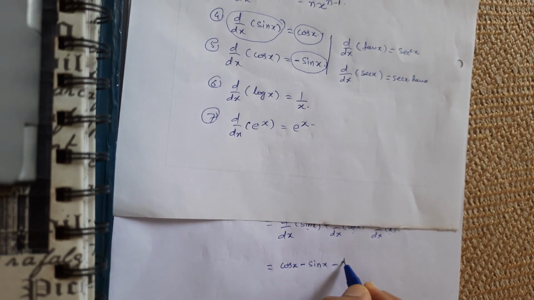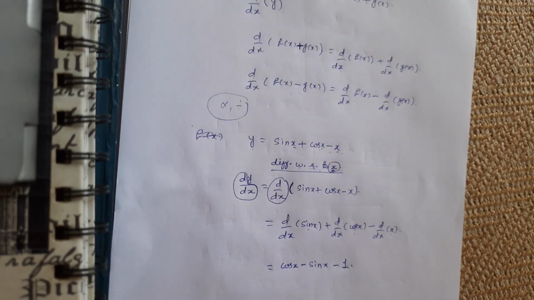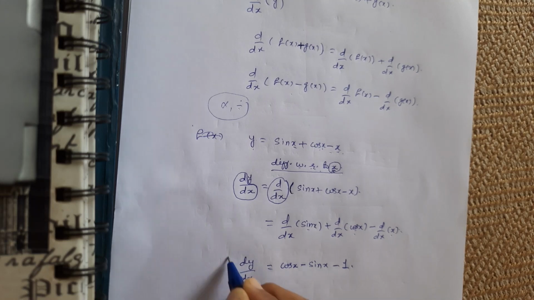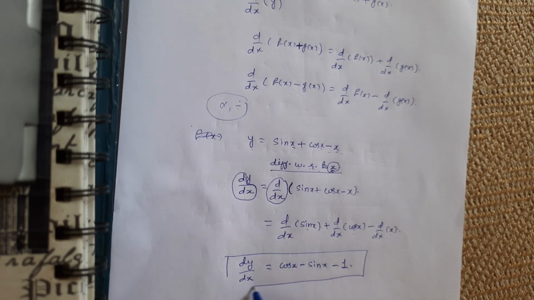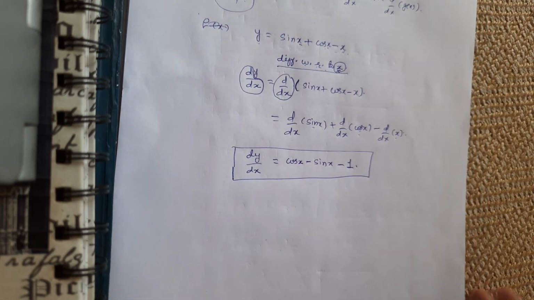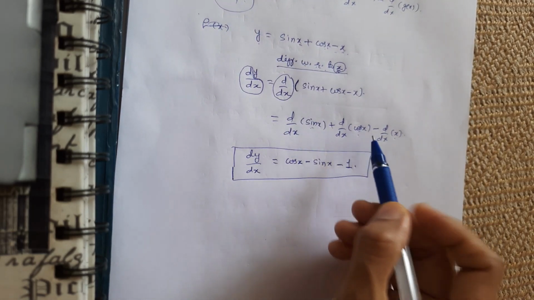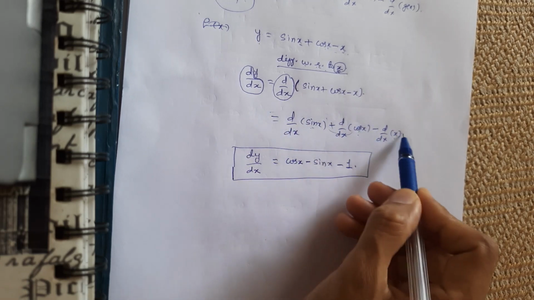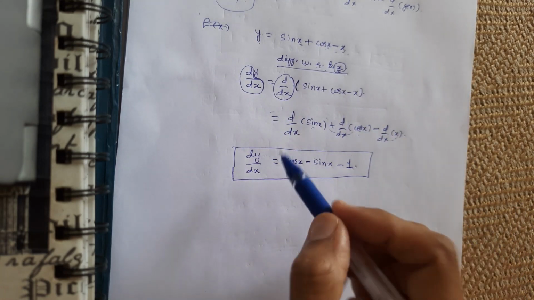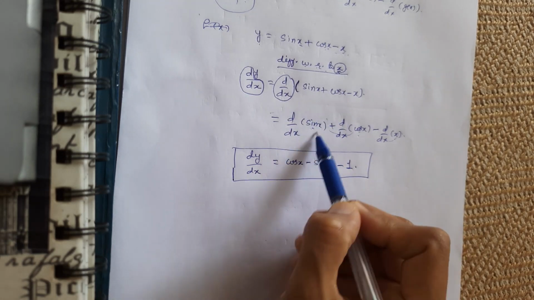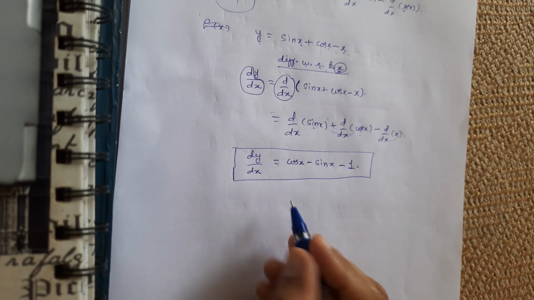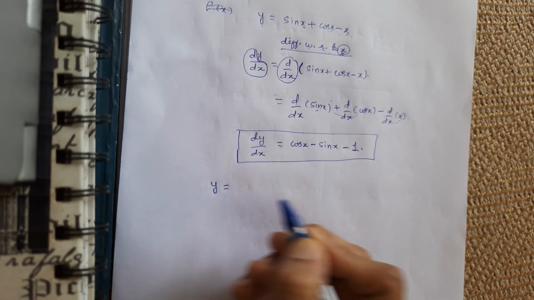Okay, and that's how I get the answer. My dy by dx is cos x minus sin x minus 1. Okay, it has become very simple. Otherwise I would need to apply the first principle to find each value every time. So instead of doing that, I just remember the standard derivative values of these functions and write them again. Okay, so I will solve one more example.